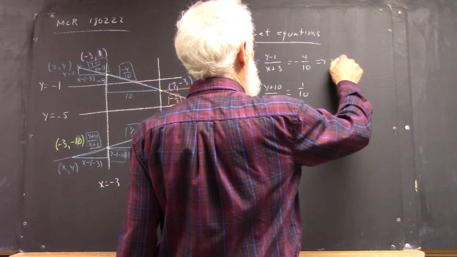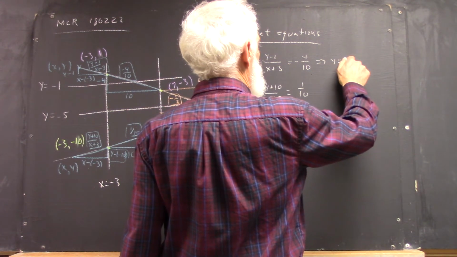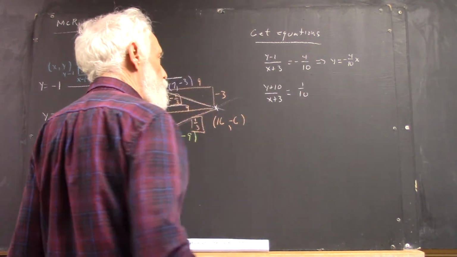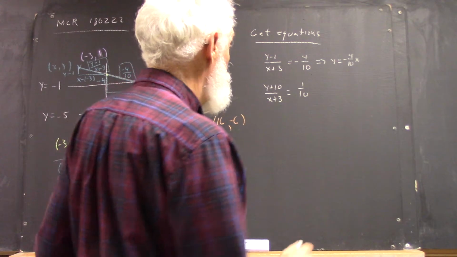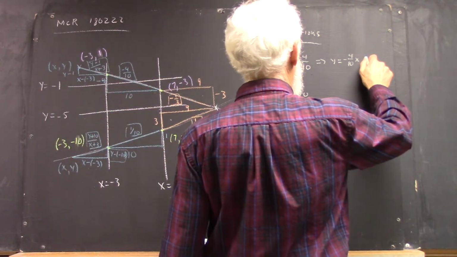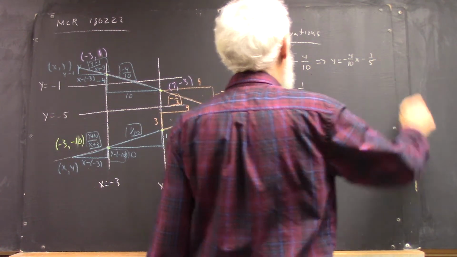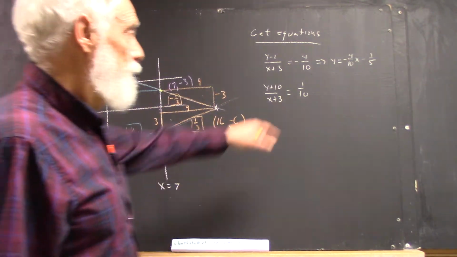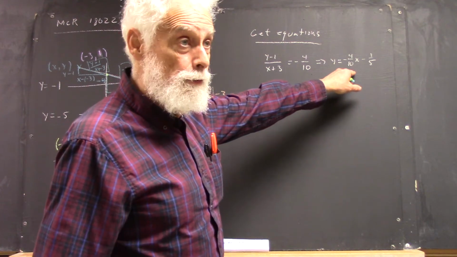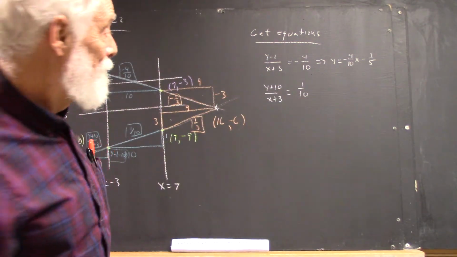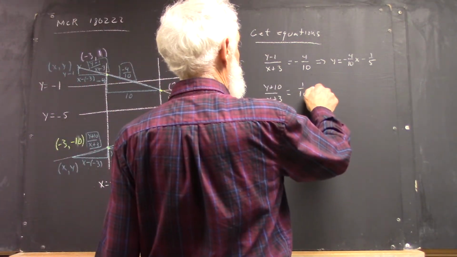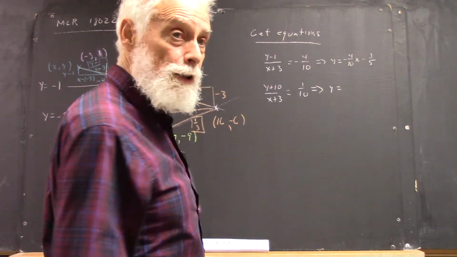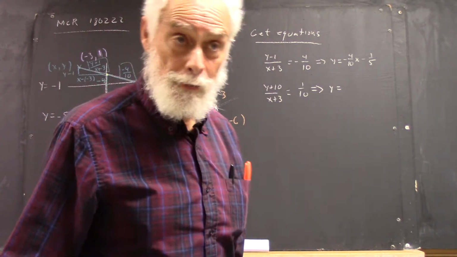Well, what do we get? We get y equals negative 4/10 x, and then 3 times negative 4/10 is negative 12/10. We add 1, and we get negative 1/5. Okay? Now, I did that in my head, and it's probably wrong, but you can fix it. Okay? And over here, we solve it. Why is it negative 1/5? Just work it out. Multiply both sides by x plus 3, distribute, add 1 to both sides.